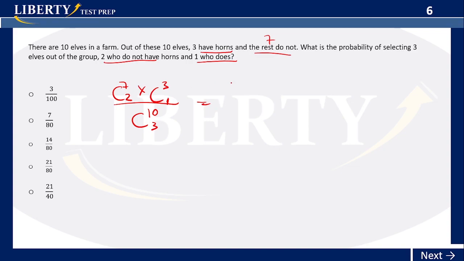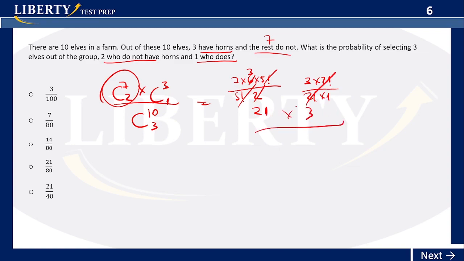So 7 over 2, here we have 7 factorial over 5 factorial times 2, which is 7 minus 2. So this one's the same thing as saying 7 times 3 is equal to 21. That's this thing. Then 3 and 1 would be the same thing as saying 3 times 2 factorial over 2 factorial times 1. So these ones get eliminated and this one's times 3. So my numerator is 21 times 3.